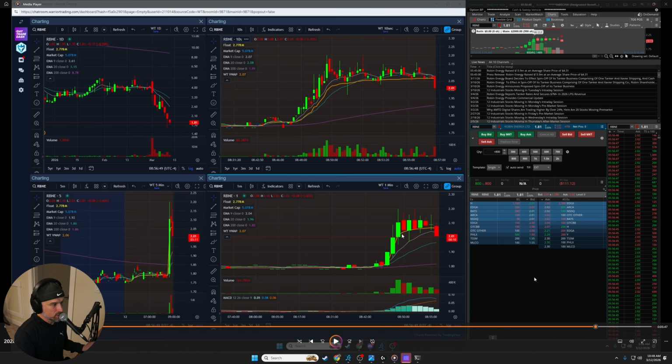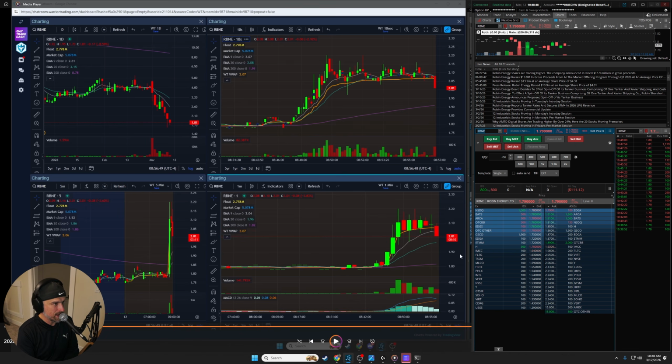And it broke the support that I had kind of drawn out. It then broke the 9 EMA. It broke the VWAP. It just basically said, poo on you. And, that's how it happens.